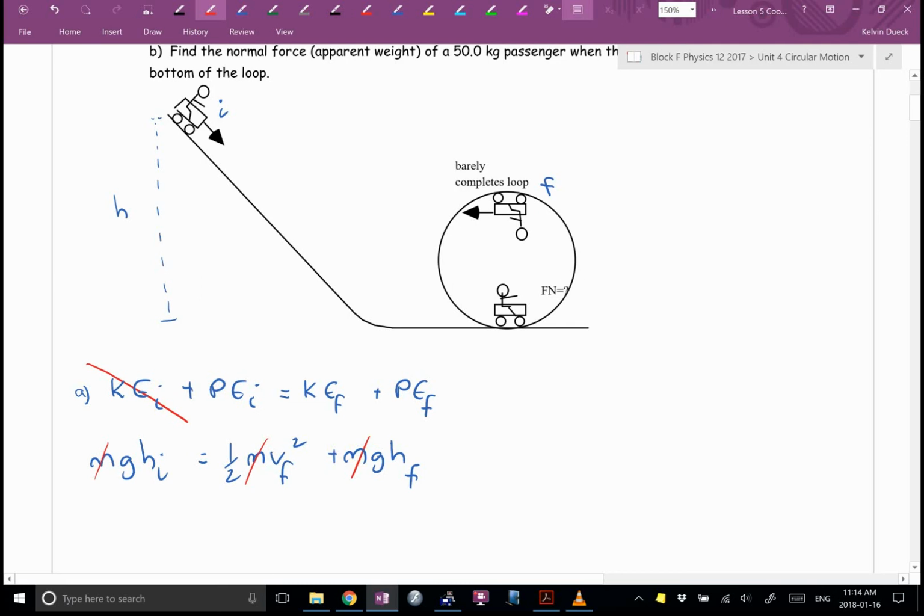To get the h initial by itself, I'll end up dividing by g, but let's just hold off for a second. Let's walk through the right-hand side and see if we know everything. Half, 0.5. Do I know how fast I'm traveling right there?